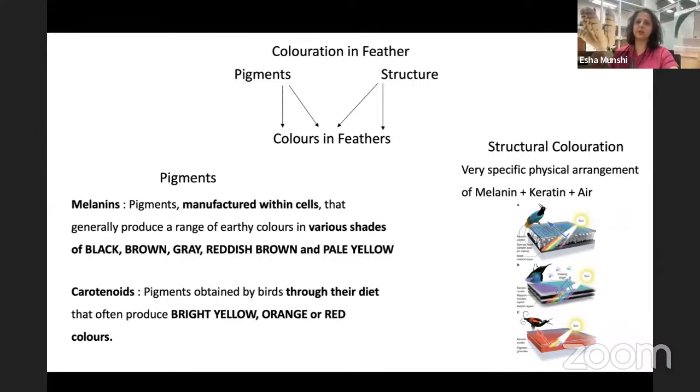In birds, the colors come from pigments, which are like the pure colors. They are manufactured within the cells, as mentioned here. And all these earthy colors, let's say this is a juvenile painted stork wing. So these colors, brown, black, all these are made up of melanins and other pigments.